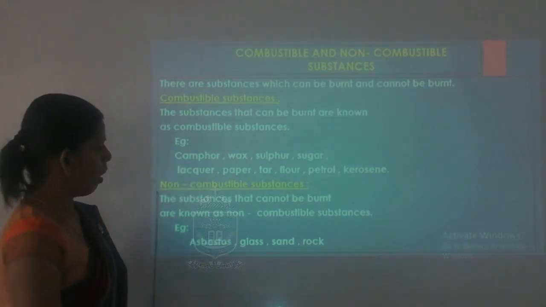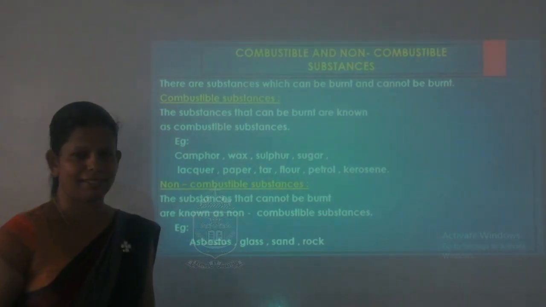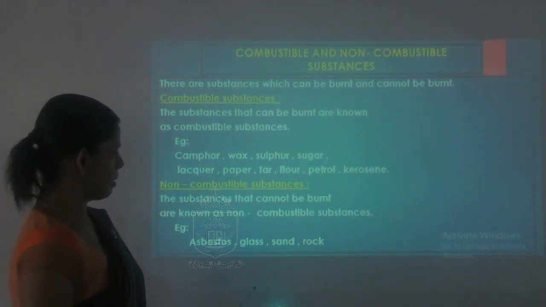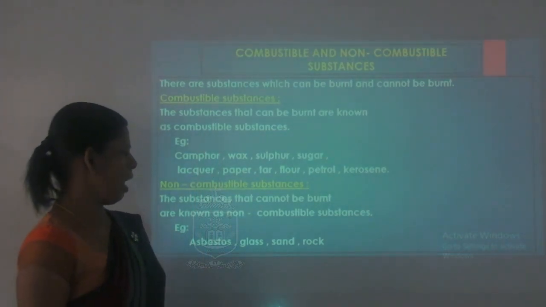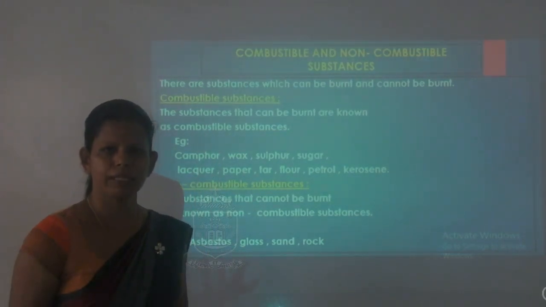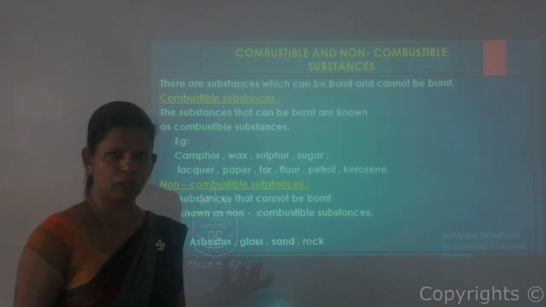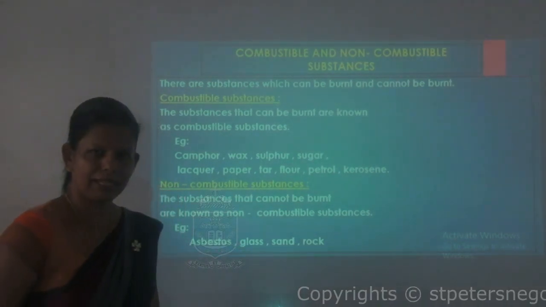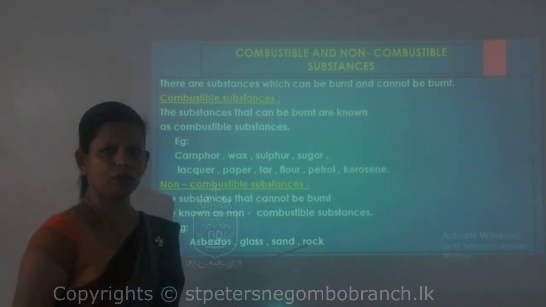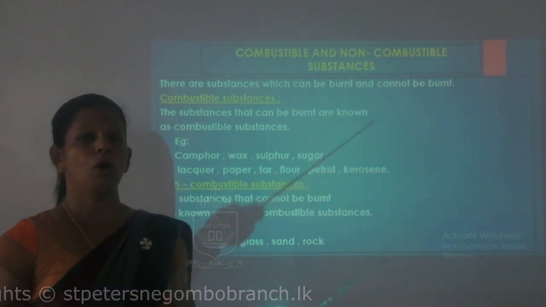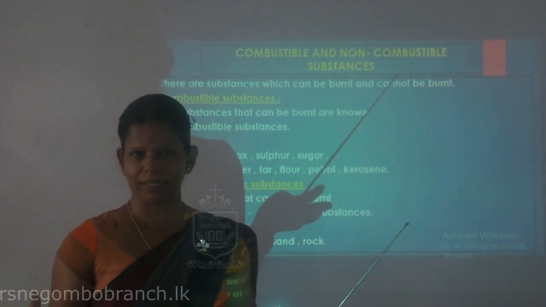What are non-combustible substances? Non-combustible substances are the substances that cannot be burned. So my dear children, we can take some examples for that: asbestos, glass, sand, rock. Those we can consider as the non-combustible substances.